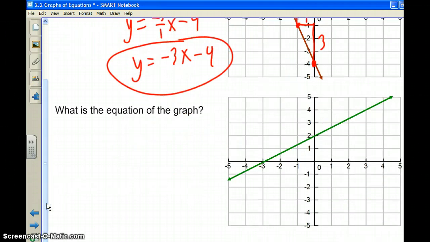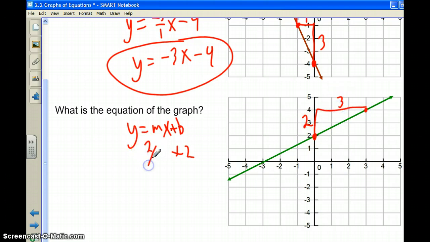Here, stop it. Try to write the equation. You want to fit the form y equals mx plus b because this is indeed linear. And so you get a y-intercept of 2, so you know this is plus 2. You see maybe a slope to that point, so up 2 over 3. So this would be y equals 2/3 x plus 2, and you got your equation.